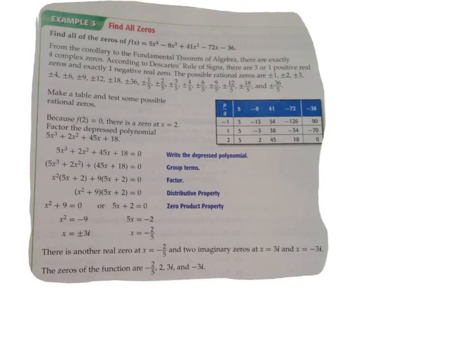Example 3 is a little bit different. It's about finding all zeros, and you can see it's a nice big long polynomial. And oh my word, here's the list of possible rational zeros. And so they try a couple and they find out that 2 is a rational zero. So they divide 2 out of the original.